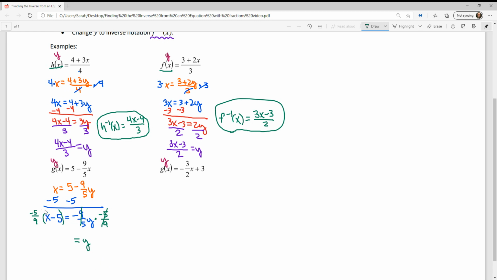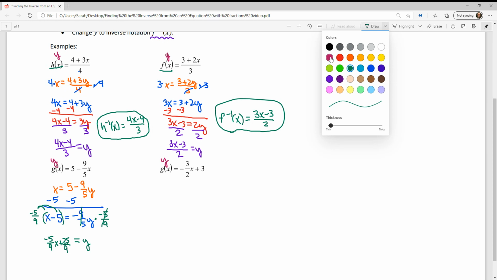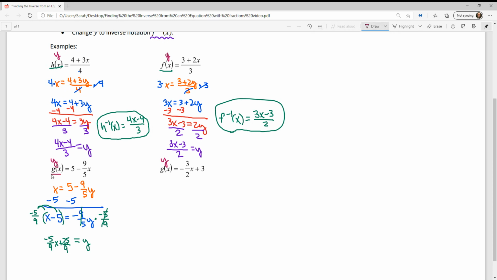On the other side, I need to distribute that fraction. -5/9x doesn't really simplify. And then here, -5 times -5 is +25/9. So we multiply the whole number times the top number of the fraction. So y is by itself. We are basically done. The last step we need to take is write our answer in inverse notation. We started with g of x, so I'm going to write g inverse x equals what I ended up with, those fractions there, -5/9x plus 25/9. That right there is your final answer.